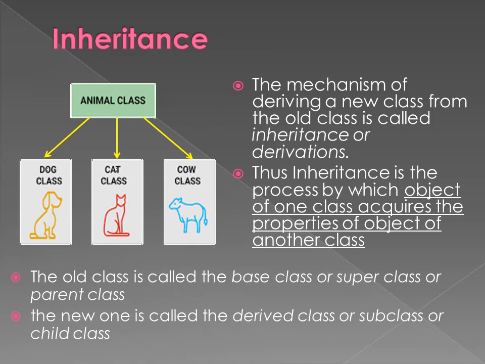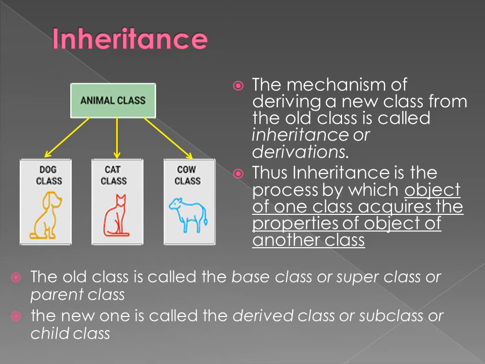Inheritance. The mechanism of deriving a new class from an old class is called inheritance or derivation. Thus, inheritance is a process by which an object of one class acquires the properties of an object of another class. Here, the old class is called parent class, base class or superclass, and the child class is known as new class, derived class or subclass.